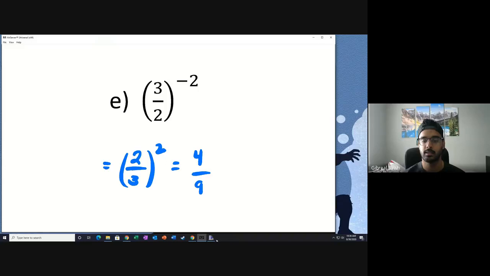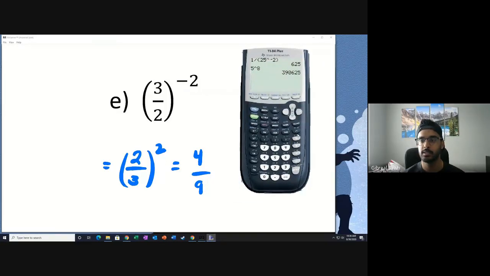Okay, we can double check this as well if we're really skeptical. So 3/2 to the power of -2 gives me this fraction. Make sure that is 4/9. And they are identical. So we know we did it correctly, okay?